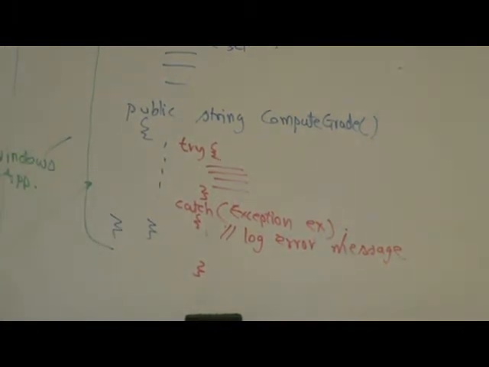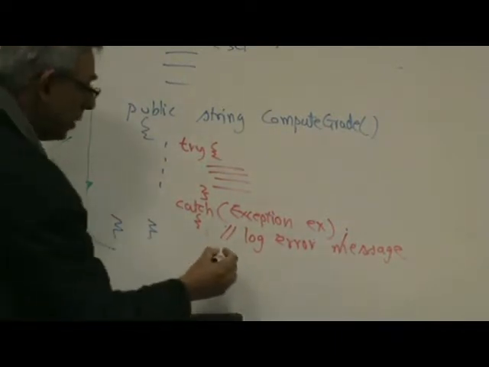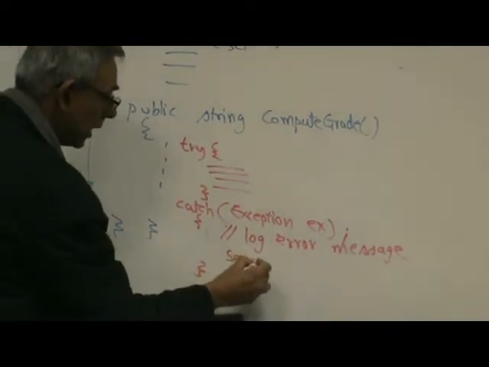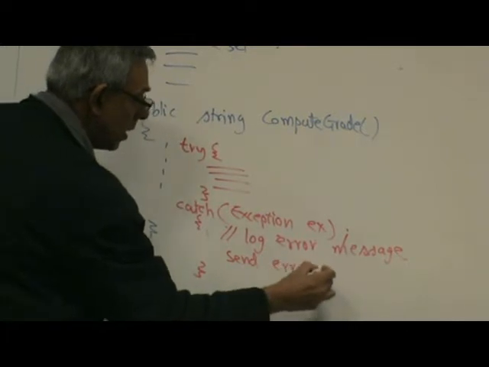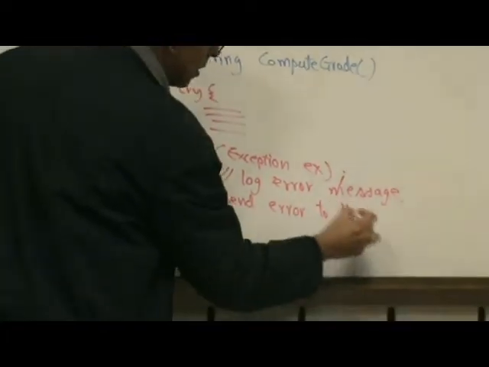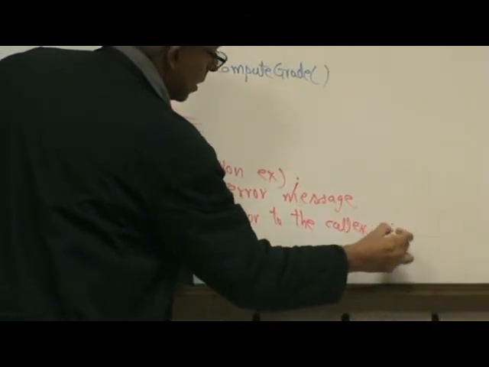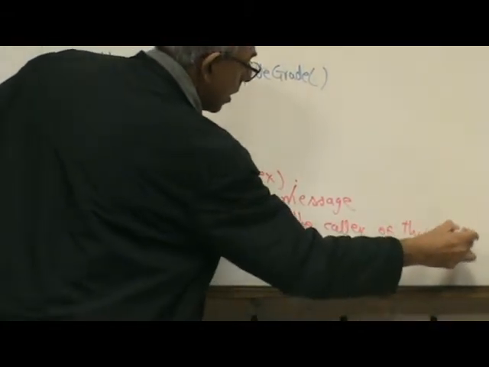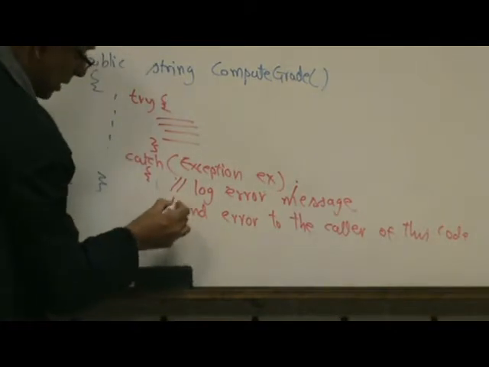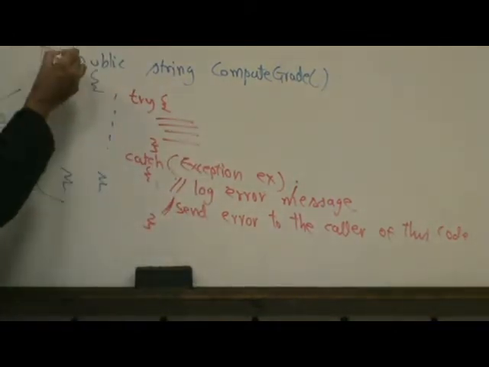But is that the only thing we should do, log it in the log file? Somehow we have to let the user know an error occurred. Otherwise, the user will think everything is fine, but the user will see something blank. So we can't simply log it. In that case, in plain English first, we send the error to the caller of this code. How do we send this error to whoever called this compute grade?